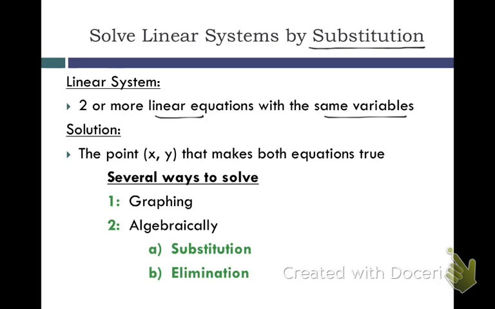And then the solution of that system is a point, or sometimes it's more than one point, that makes both equations true. We can solve by graphing, and the point that makes both of them true is the point or points of intersection. Now we're going to learn how to solve algebraically, and this video will show you how to solve using substitution.